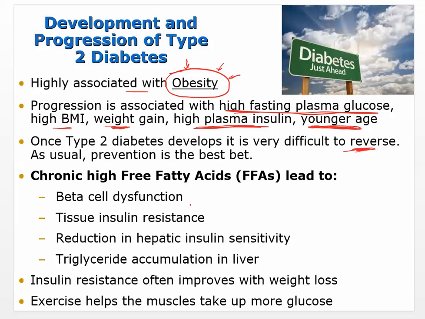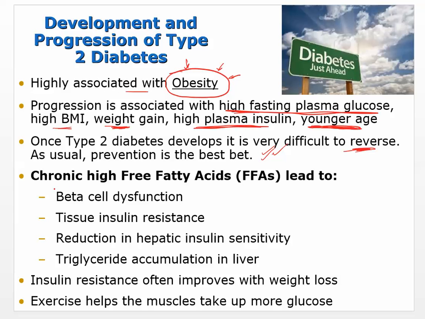So controlling weight, controlling high saturated fat intake can help a lot to offset it, especially if it's in someone's family, because there's a genetic component to this as well. If it's in your family, then you might want to be a little bit more aware of that as well.